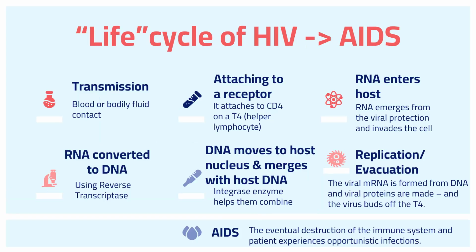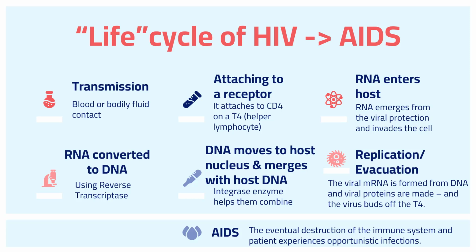So the life cycle is going to be the focus for the next couple of slides, because in order to understand how the medications work, we need to understand how HIV replicates. And so again, viruses aren't alive, so life cycle is a bit of a misnomer, but it was the best way I could explain what's happening. So transmission occurs when blood or bodily fluid that's infected with HIV is transmitted from a person to a person. That virus attaches to a CD4 receptor site.